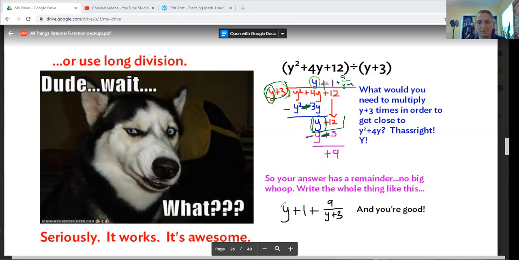And you can see it down here, all of this. All right, that's how you write your remainder. If this were negative 9, it would be minus 9 over y plus 3. All right, I know that's kind of a lot to take in visually at first.